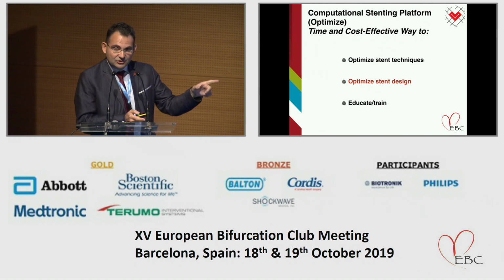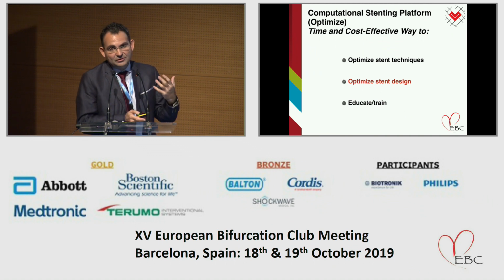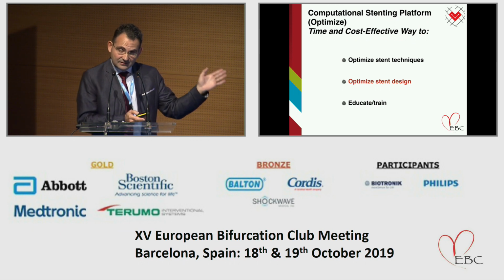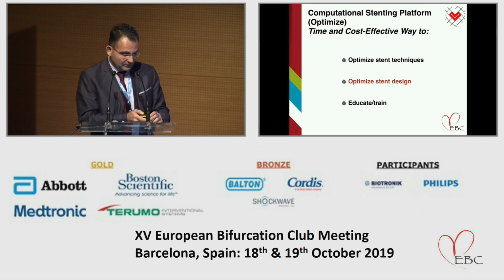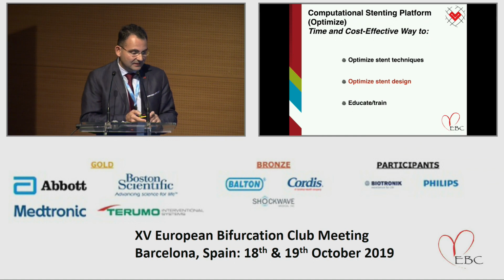As I just mentioned in the previous session, we have this computational simulation platform, the Optimize, which is important, helps us to optimize stent techniques. We discussed this in the previous session. I promised that I would give you an example of how this can help us optimize stent design, and then also it can help us educate and train people. So here I'm going to focus. This Megatron thing is a very good example of how this computational approach can help us optimize the stent design.